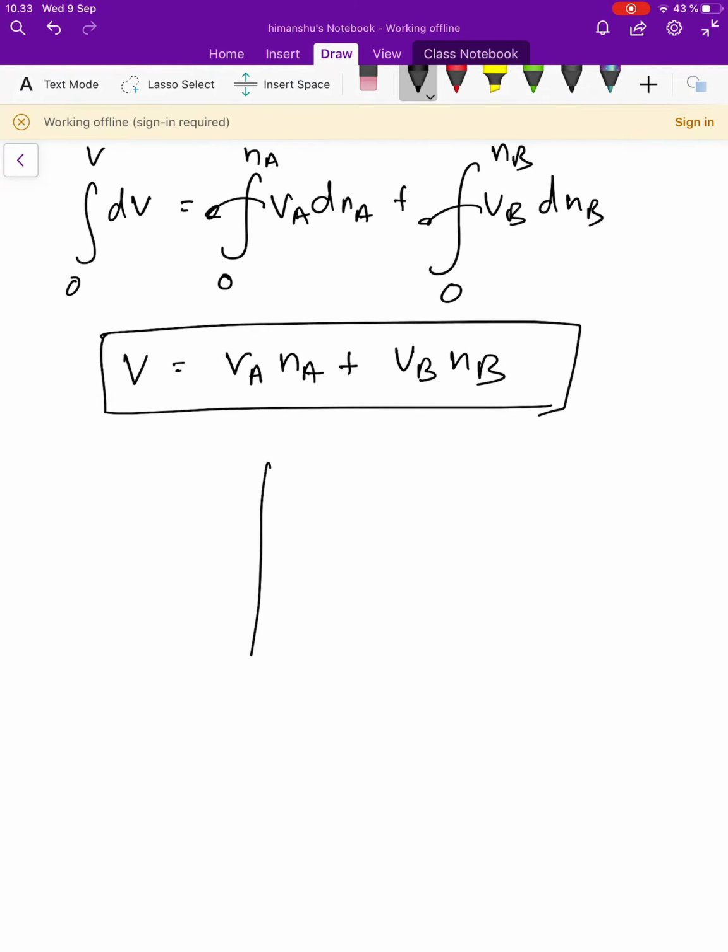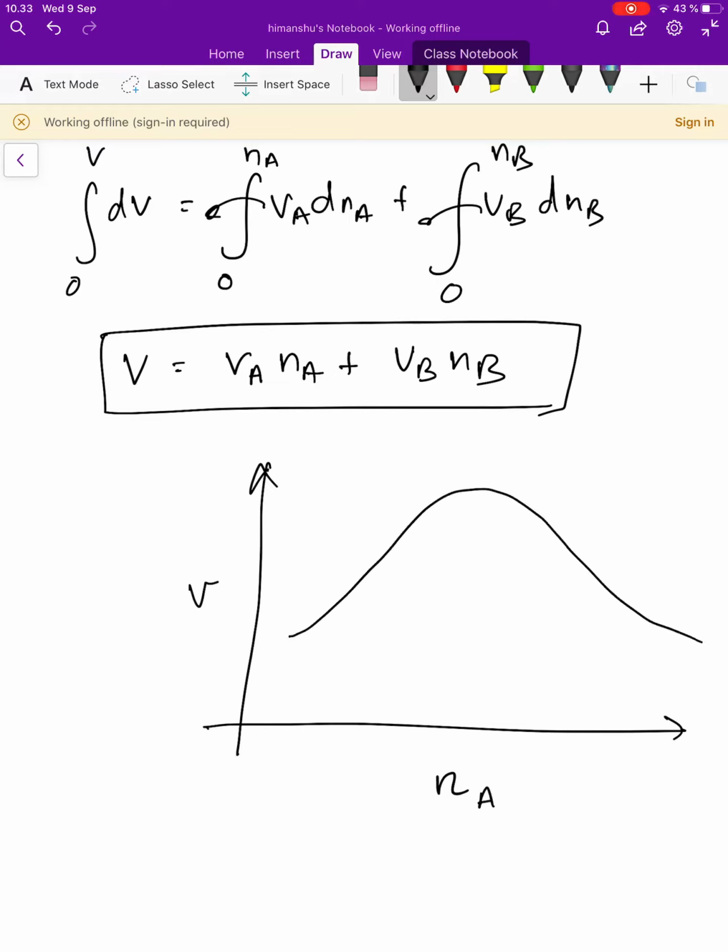If you plot for such a mixture the volume versus the number of moles of A, for example, you might get something like this. And the partial molar volume of A is the slope of this curve at different points, and you can see that it's different. So here the slope will be something like this at this point. So let's call this point A. At this point, on the other hand, the slope will be like this.